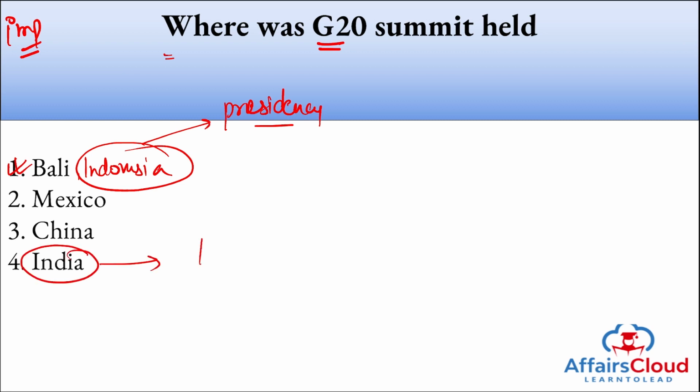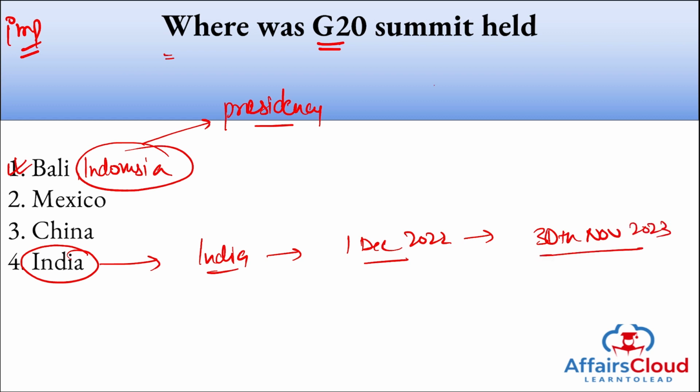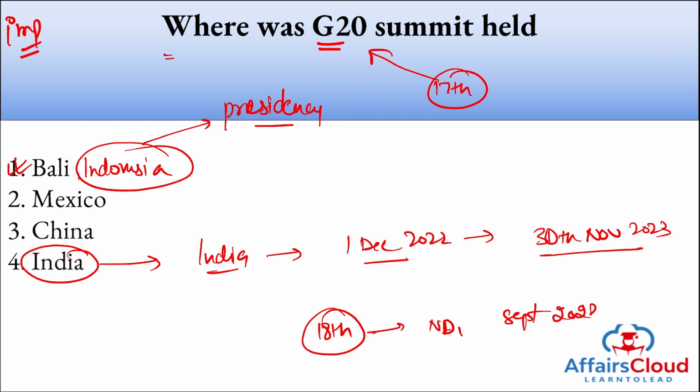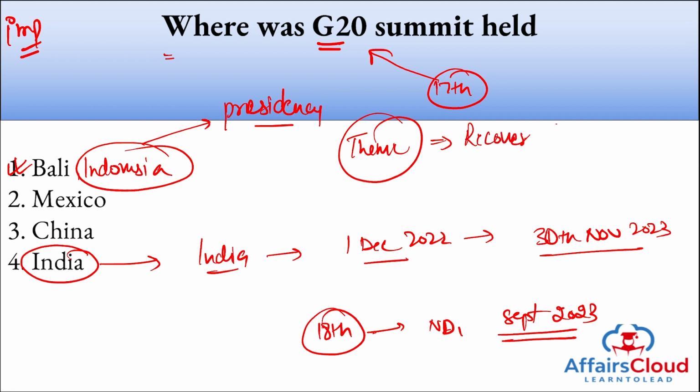But now India will have the presidency, and took over the charge from 1st of December 2022 till 30th of November 2023. Remember, this was the 17th G20 summit held in Bali, Indonesia. The 18th G20 summit will be held in New Delhi in September 2023. The theme of the 17th edition of the G20 Summit was Recover Together, Recover Stronger. The theme is also important, friends. Highly important.